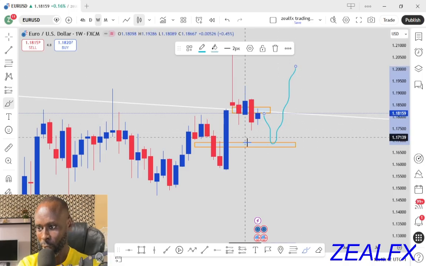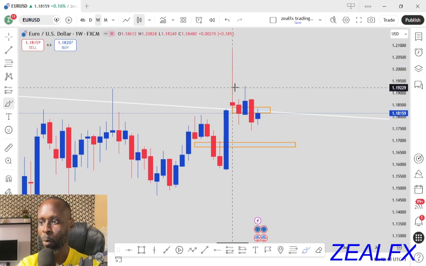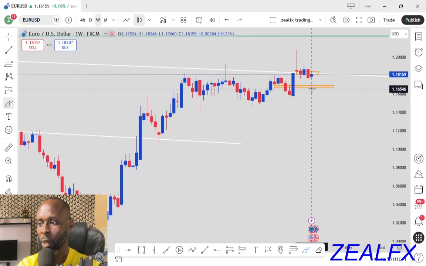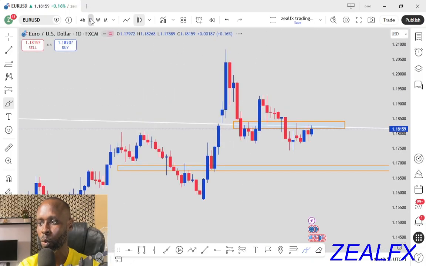So our current structure is bullish. We can only buy from a support level. So we have to wait for price to come to a weekly support level, which then gives us an instruction for us to buy EURUSD. So let's go back to our daily chart.